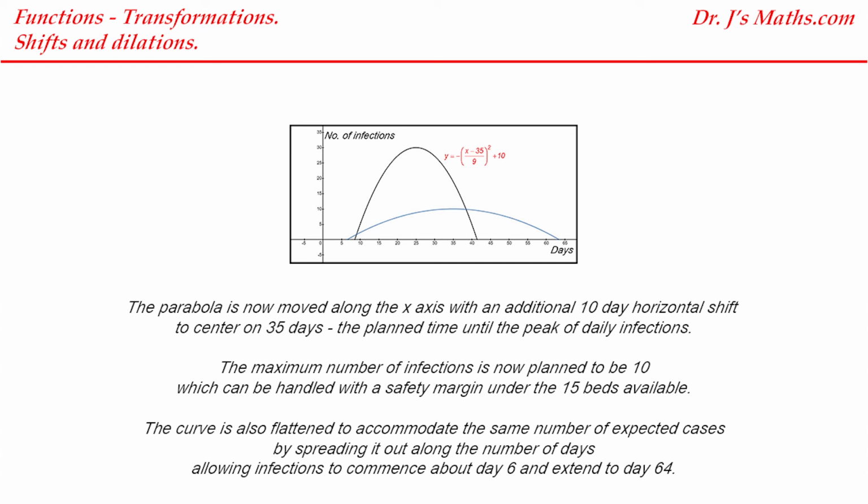The effect of all of that is that we're going to spread out the virus to accommodate all the expected cases, starting at around about day 6 and ending at about day 64. So we've been able to accommodate the virus within our limitations, but over a longer period.